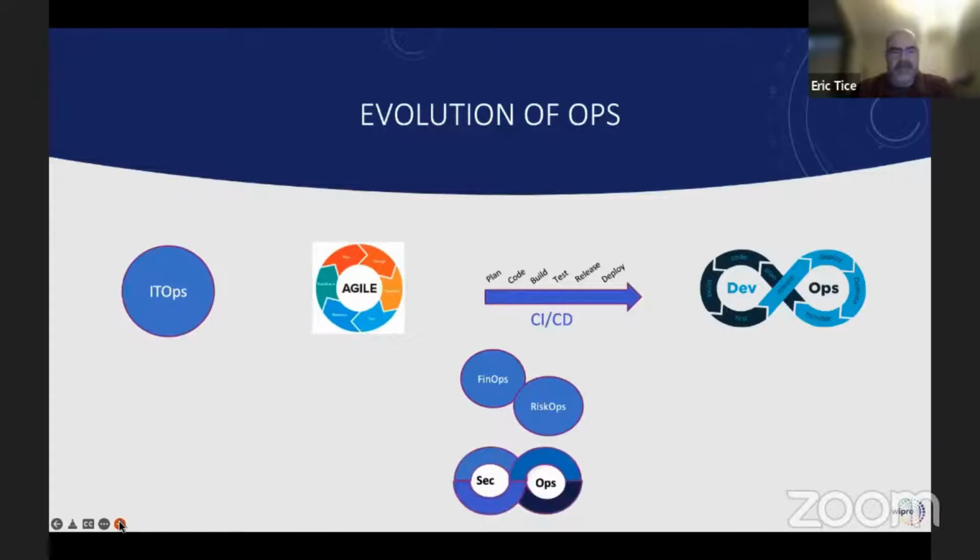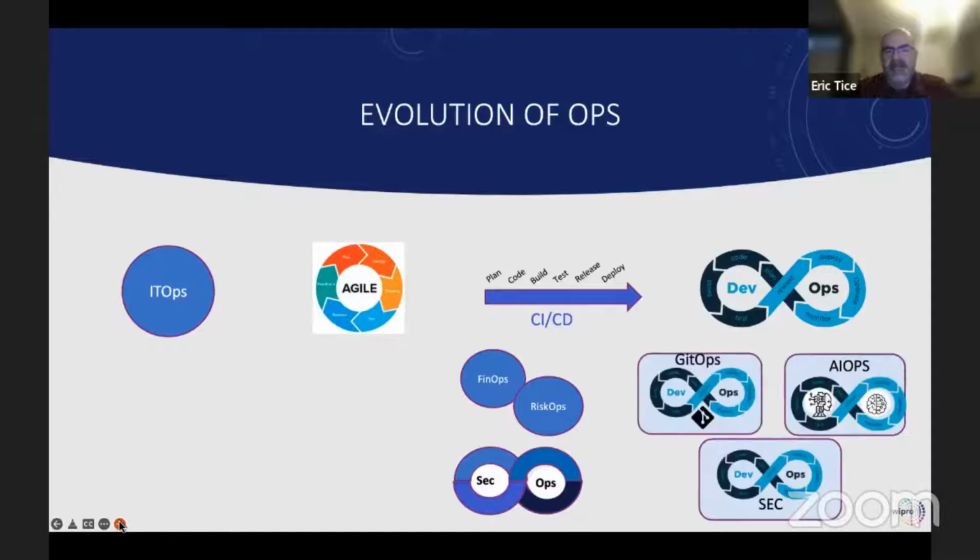SecOps, which, as the name would potentially provide, is security and ops. So this brings together IT ops and security practices, which we will focus on the evolution of this quite a bit in subsequent slides. And then some of the more popular ones in the industry right now, like GitOps and AIOps and DevSecOps. We'll talk about what some of the variants of these are and how potentially they feed into your potential environments.